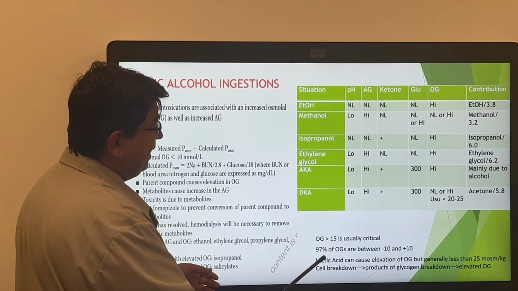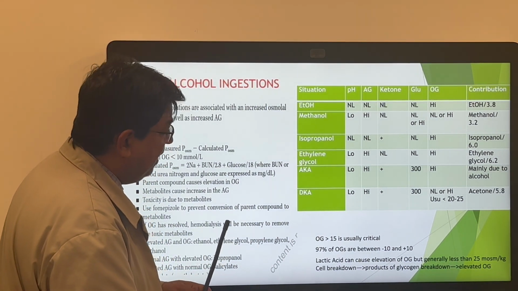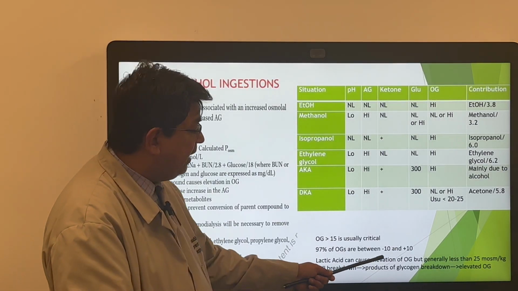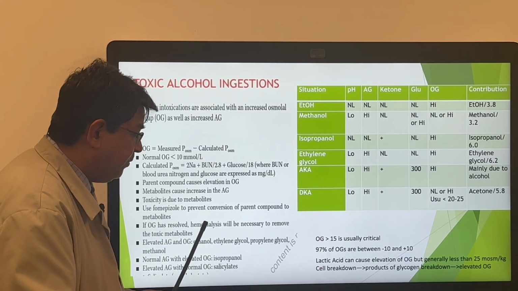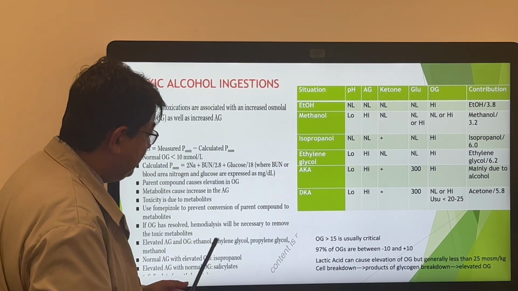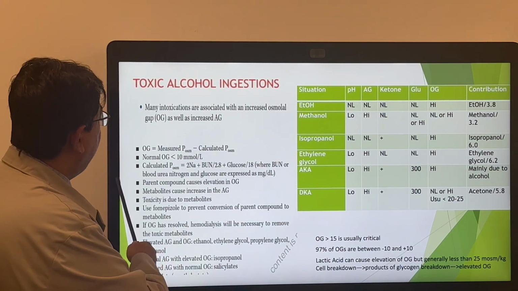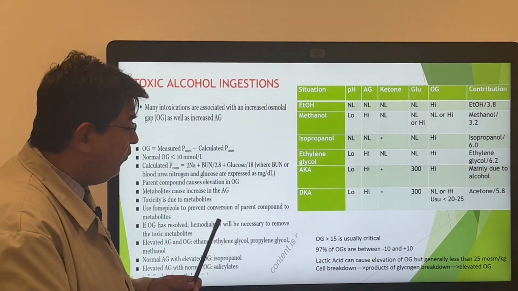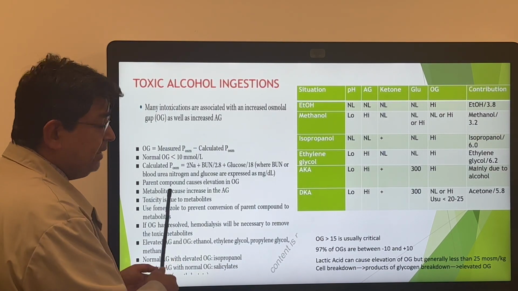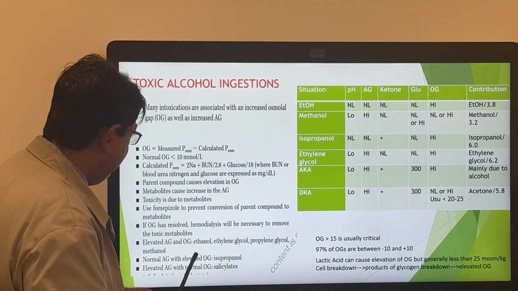Even lactic acid can elevate the osmolar gap, but it's generally less than 25 milliosmoles per kilogram because in lactic acid, cell breakdown will produce products of glycogen breakdown, which then elevate the osmolar gap. But here we're mainly interested in toxic alcohols. Now, toxic alcohols will elevate the osmolar gap because of the parent compound. So that's important to remember. You want to distinguish between parent compound and metabolites, because once the parent compound is fully metabolized, you won't have an osmolar gap. All you will have is the anion gap.